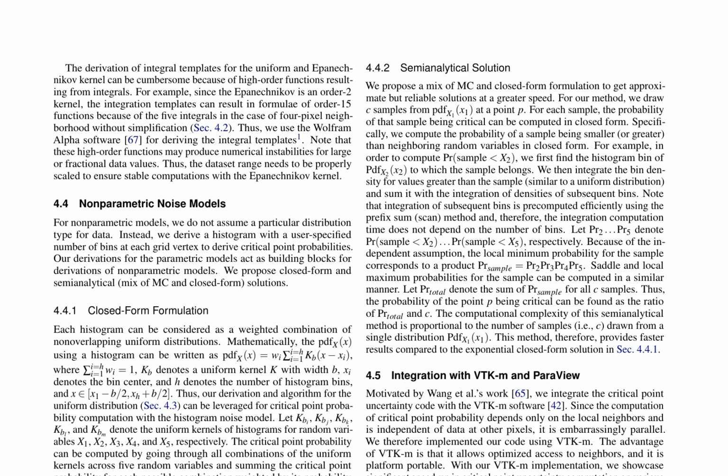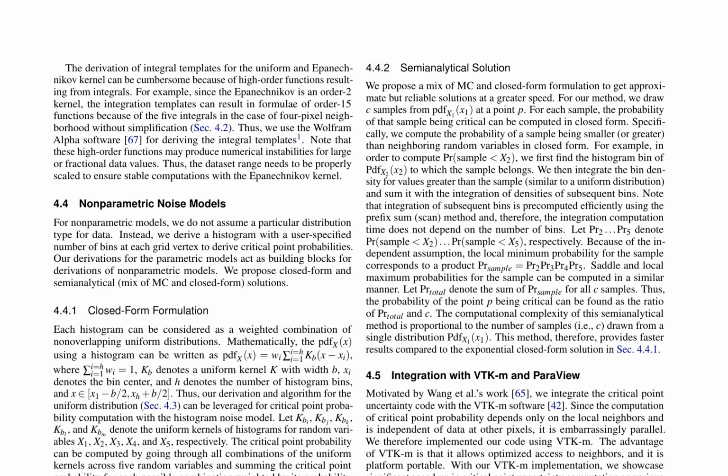Parametric noise models, including uniform and Epanechnikov distributions, are also derived for critical point probability computations. These distributions can be plugged into the integration formulae for critical point probability computations, allowing for the computation of local minimum probability, local maximum probability, and saddle probability.